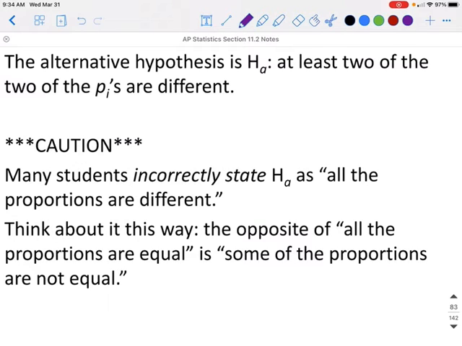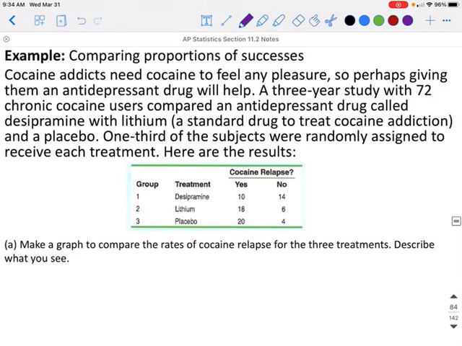Now we do need to be cautious. Many students incorrectly state the alternative hypothesis as all the proportions are different, but you need to think about it this way. The opposite of all the proportions are equal is some of the proportions are not equal. So let's take a look at an example.